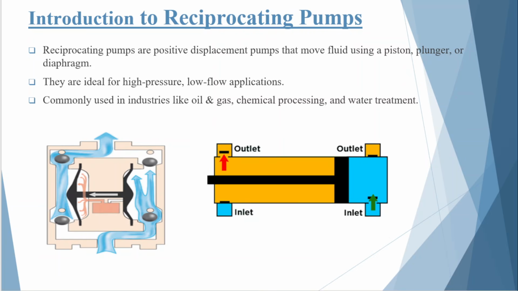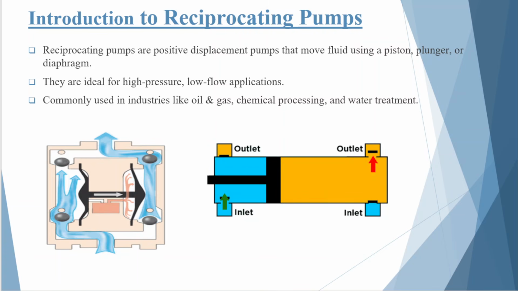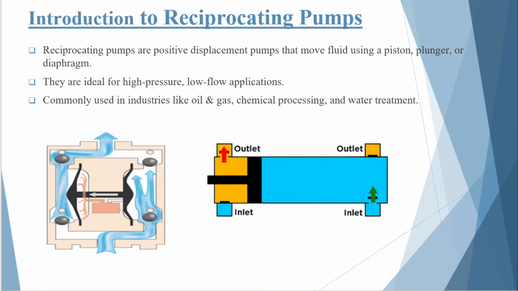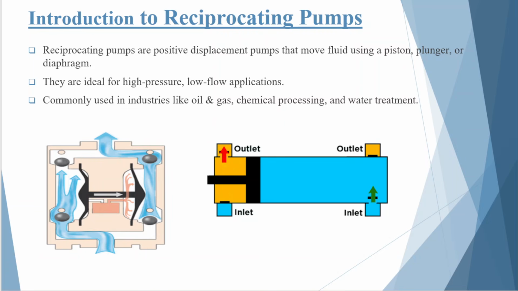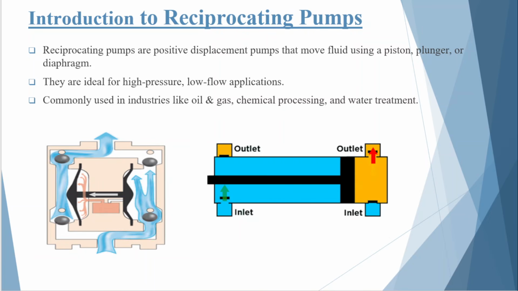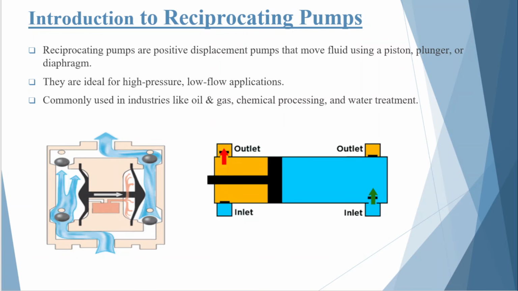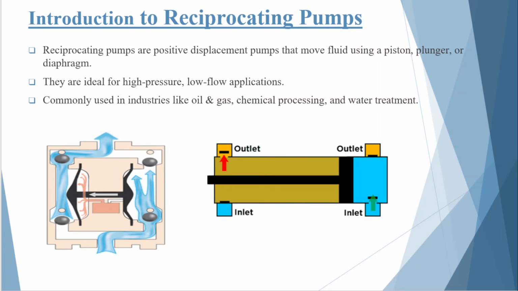Since every stroke displaces a fixed quantity of liquid, the flow rate is almost independent of discharge pressure. That is why reciprocating pumps are capable of generating extremely high pressures while maintaining accurate flow delivery. This makes them suitable for applications such as high-pressure chemical injection, boiler feed systems, hydrostatic testing, reverse osmosis plants, oil and gas production, slurry transfer, and many other industrial services where precise flow control is required.